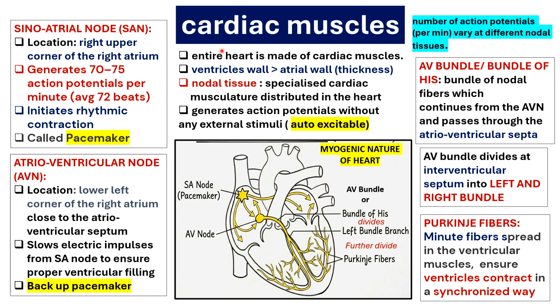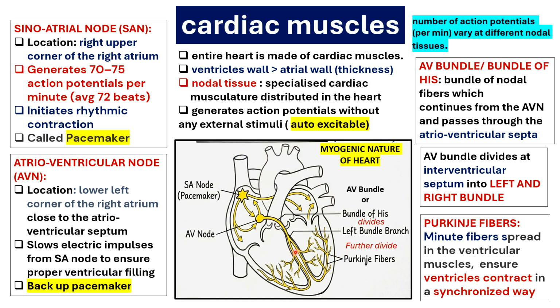Let us now discuss the cardiac muscles in detail. We know that the heart is a muscular organ and is made up of cardiac muscles. Now, if you compare the thickness of the ventricles and the atria, the ventricular wall thickness is more than that of the atria. Why? Because atria just receive the blood, while ventricles have to pump the blood to different organs and withstand more pressure.